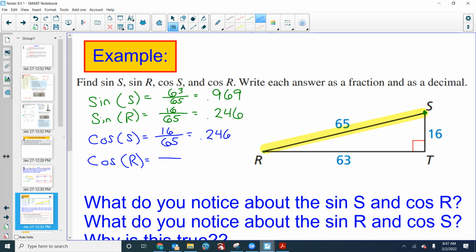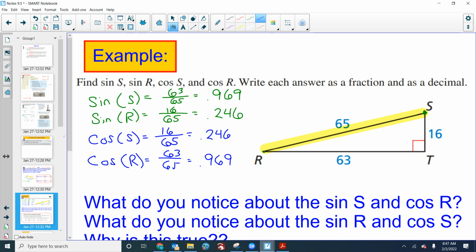Ryan, you got this? Cosine of R. That sounded confident to me. 63 over 65. Are you sure? I am. Yeah, I'm sure. Thank you. I knew it. I just knew that confidence was there. 63 over 65. Ryan, should we type that in? No. Why not? So we already did it.